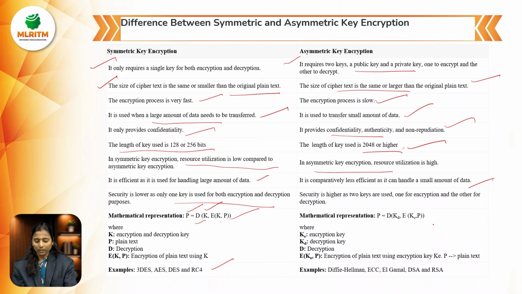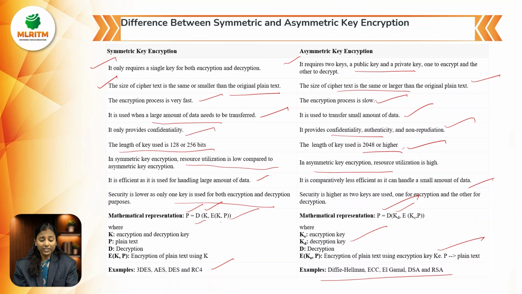While coming to asymmetric, the mathematical expression is P equals D, KD of E, KE of P, where KE is the encryption key, KD is the decryption key, and D is the decryption. And here E, KE of P is the encryption of plain text using the encryption key. The examples of this one are Diffie-Hellman, RSA, and DSA. Okay, these are the differences between the symmetric and the asymmetric key.